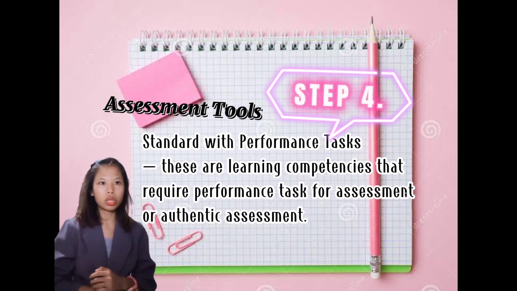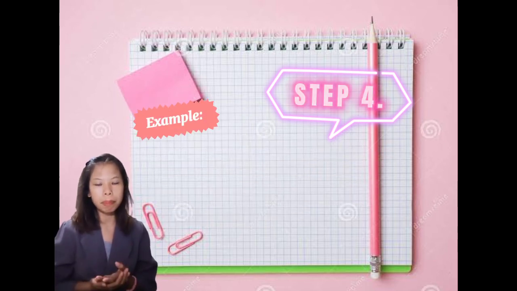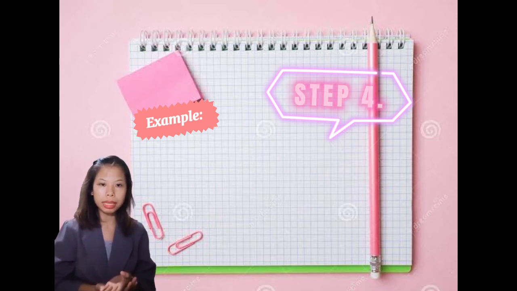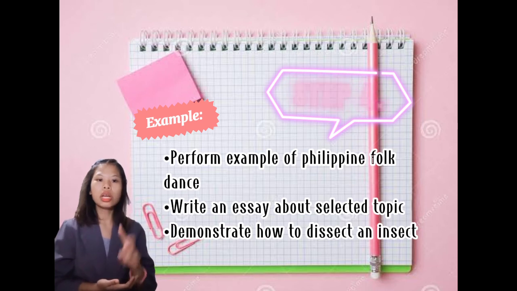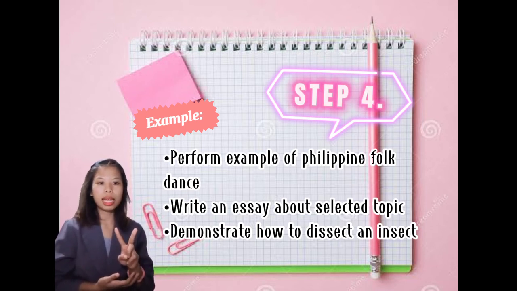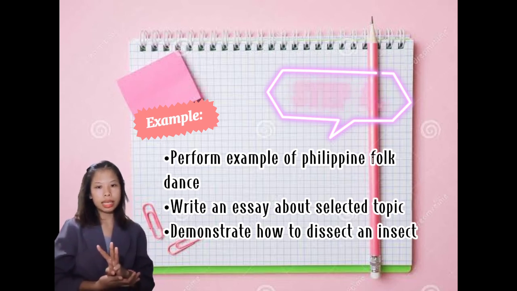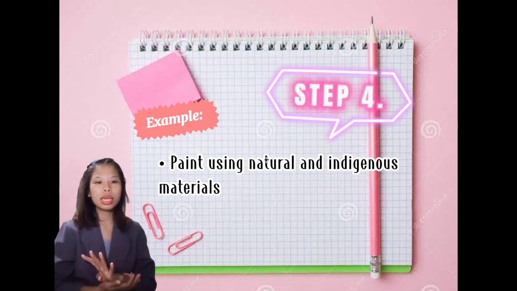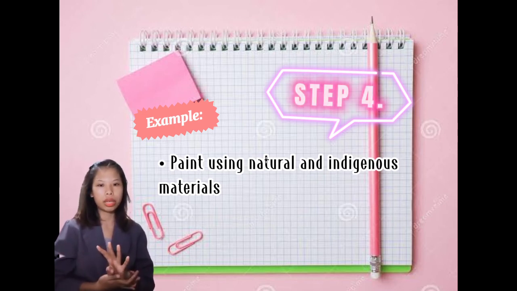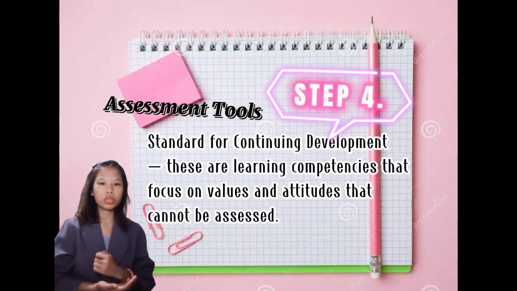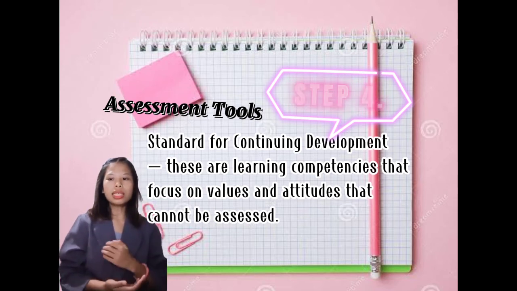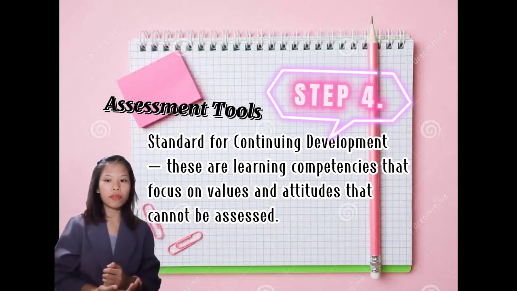their learning in context. Examples of SPT or the standard with performance task is perform examples of Philippine folk dance, write an essay about the selected topic, demonstrate how to dissect an insect, and paint using natural and indigenous materials. Lastly is the SCD or the Standard for Continuing Development. So these are competencies that focus on values and attitude that cannot be assessed.